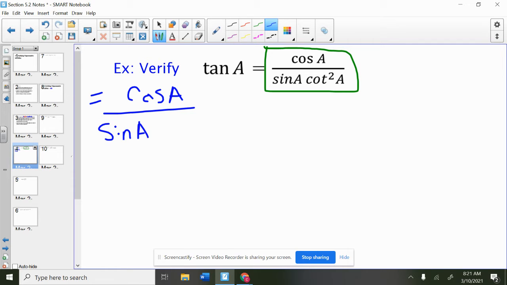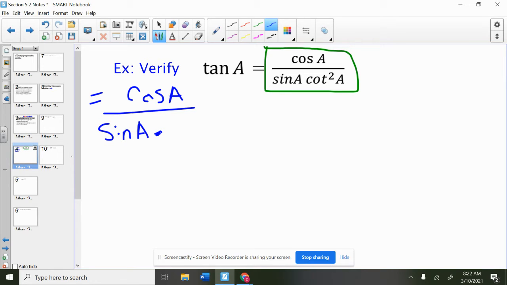Next, if I see a secant or cosecant, I use my reciprocals. So 1 over sine or 1 over cosine. I don't have that here. Finally, tangent or cotangent. If I see those, I use my quotient identity. So tangent is sine over cosine. Cotangent is cosine over sine.